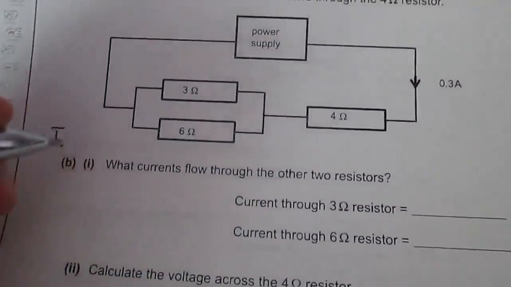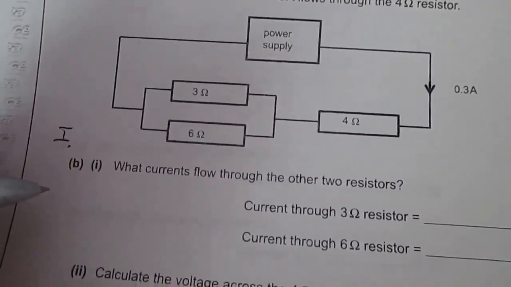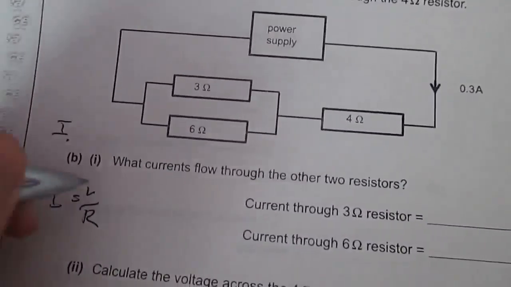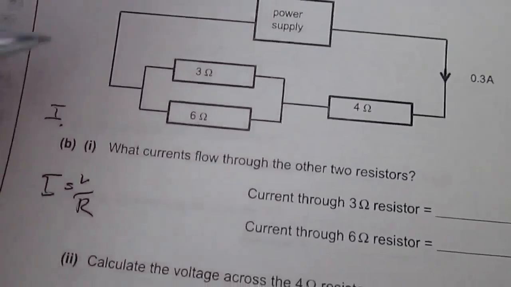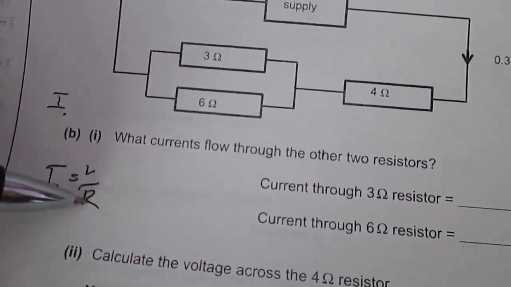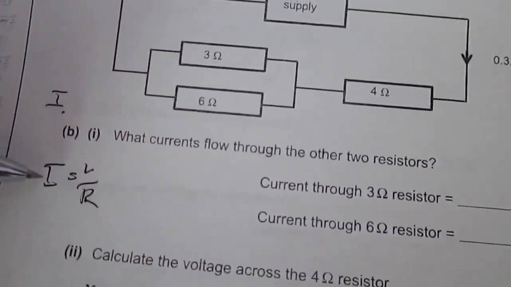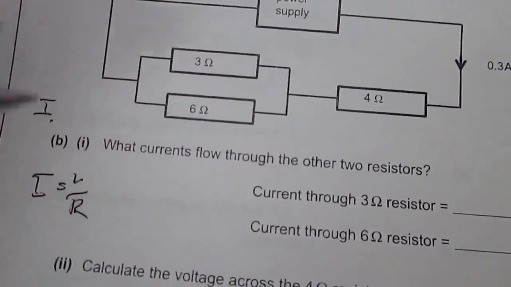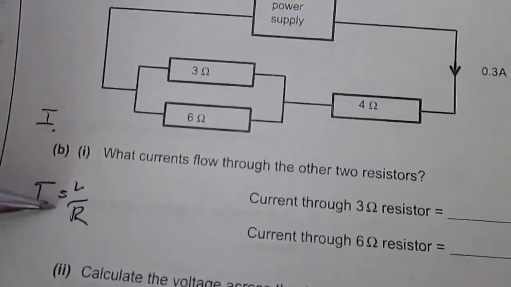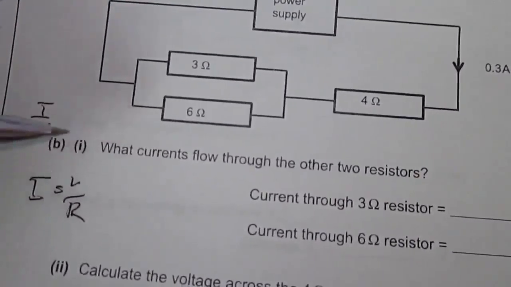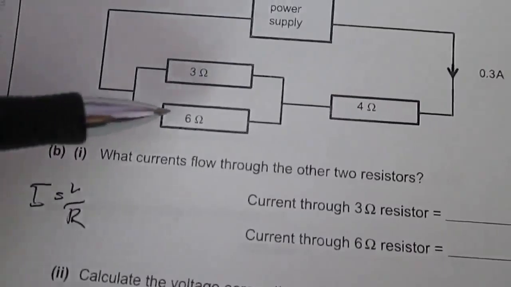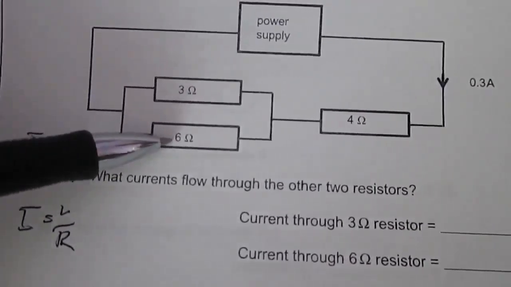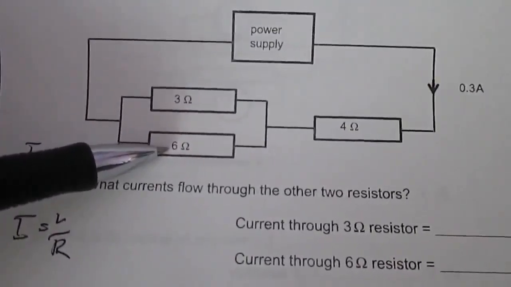Okay, so if we write down our formula that links resistance, voltage and current, we have I equals V over R: voltage, resistance, current. Now looking at the formula, as our resistance gets bigger, our current should then get smaller. So before you do anything, just looking at this formula, you should know that when the resistance is bigger, current is smaller, so therefore we should be getting a smaller current value going through this 6 ohms.